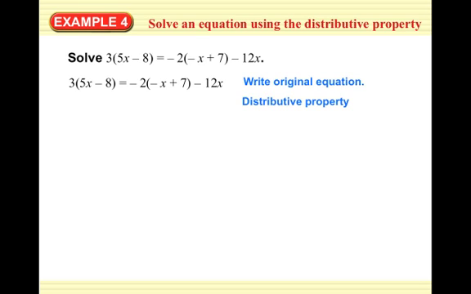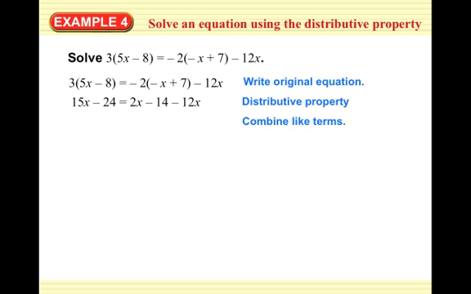Okay, so we're going to do 3 times 5x minus 8. So 3 times 5x is 15x, and then minus 3 times 8 is 24. On the right-hand side, we're going to distribute the negative 2 to the negative x plus 7, and then we'll subtract the 12x in just a minute. So we're going to do negative 2 times negative x is 2x, because negative times negative is positive. Then we have negative 2 times plus 7, so negative 2 times 7 is negative 14, so we end up with minus 14, and then we have our minus 12x.